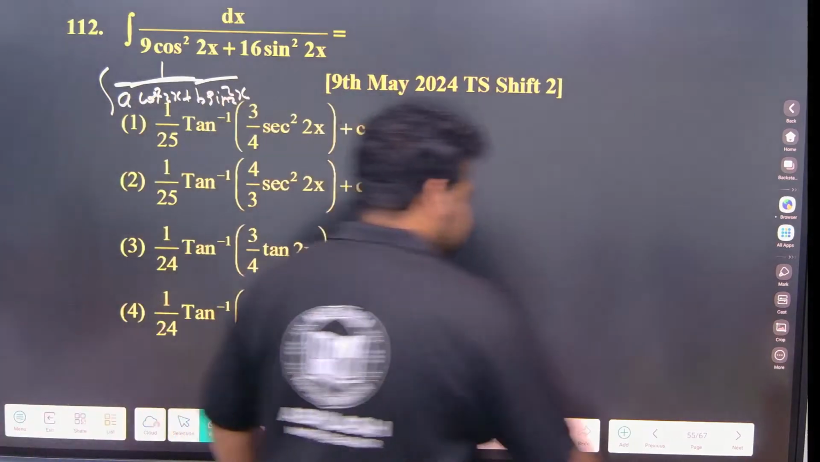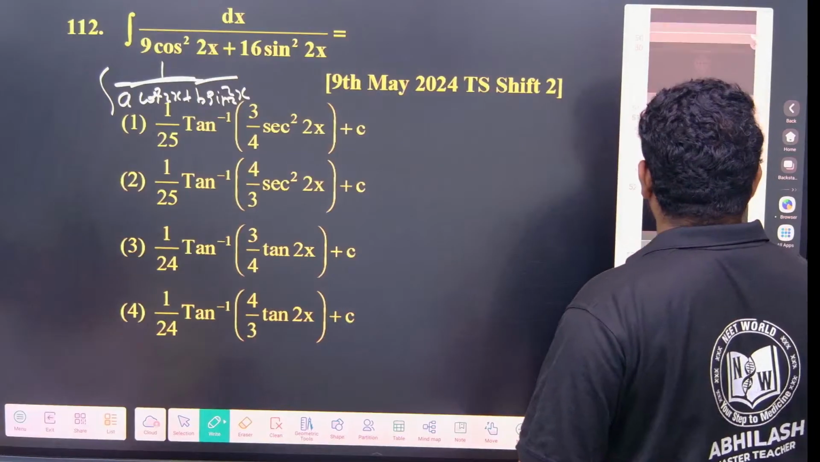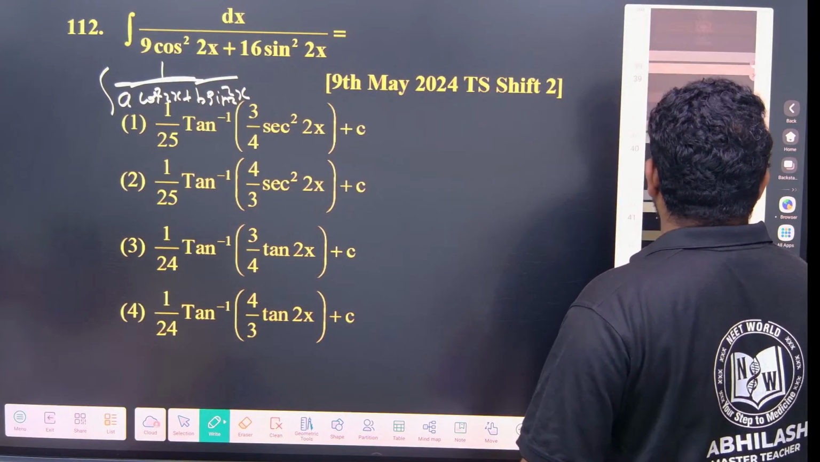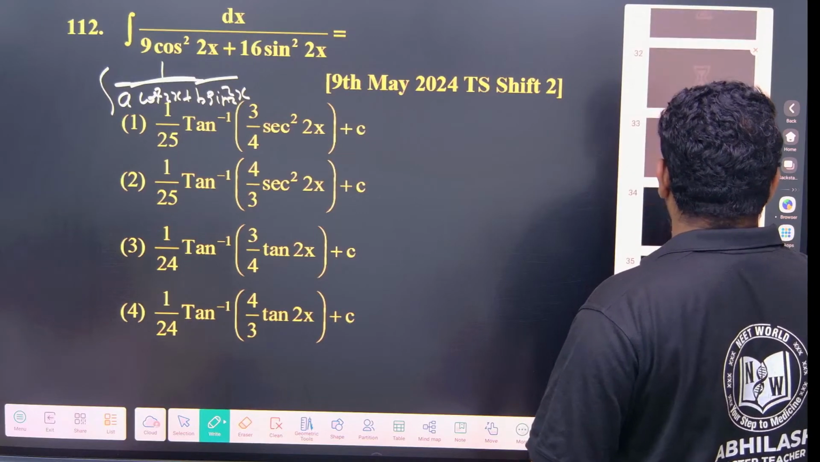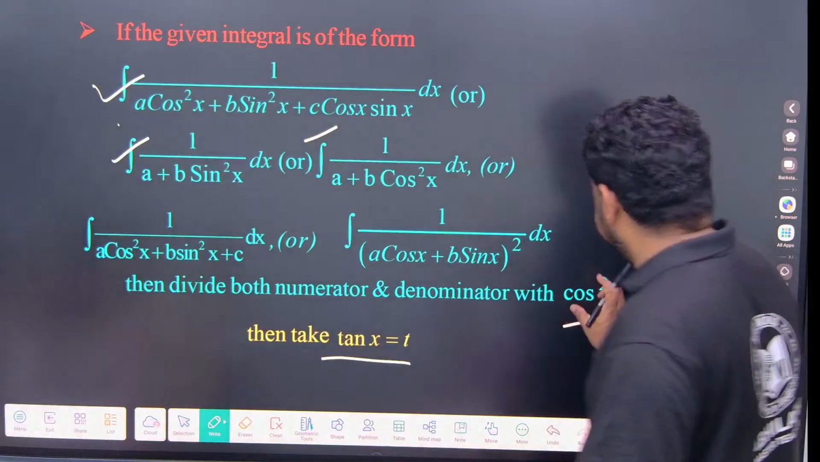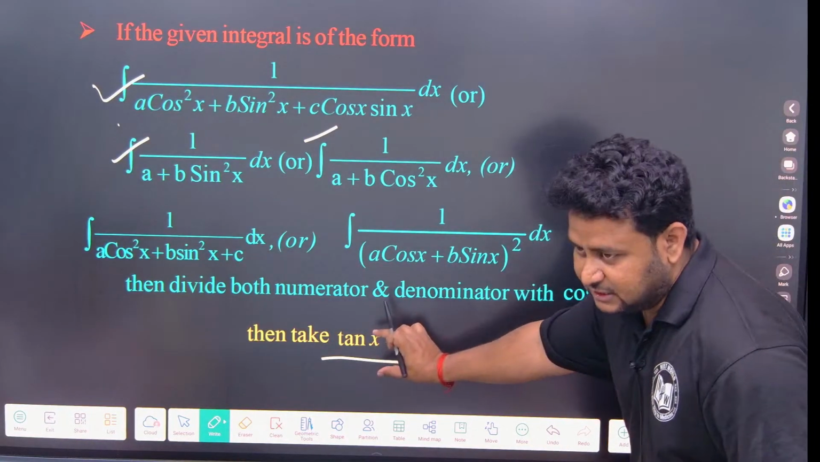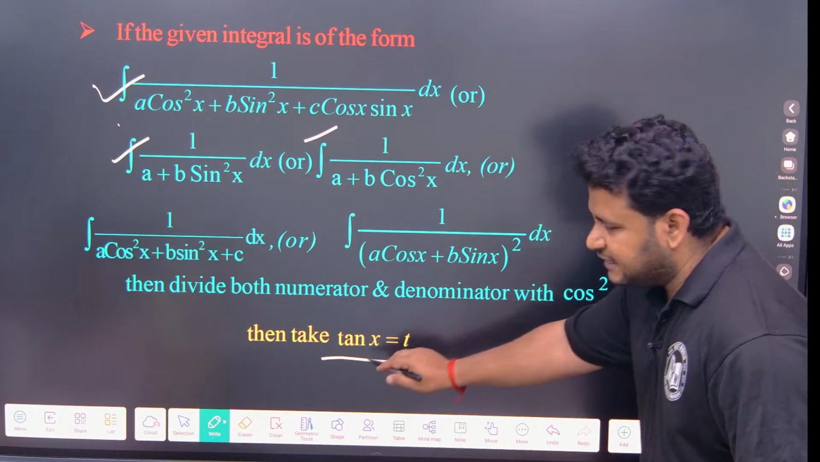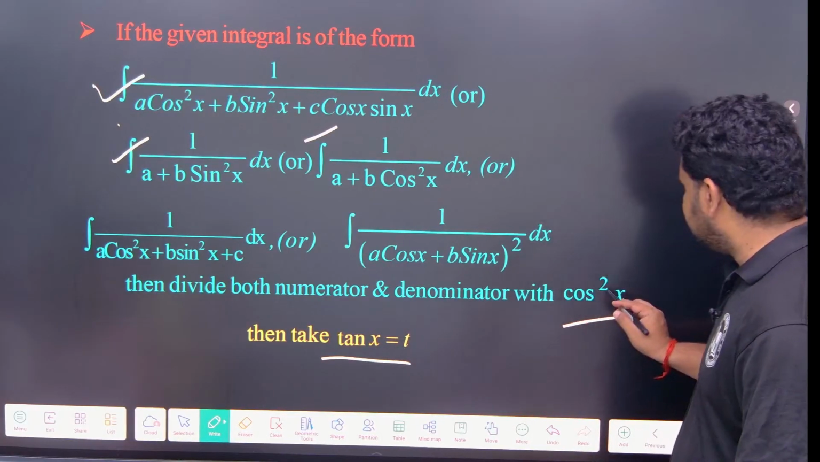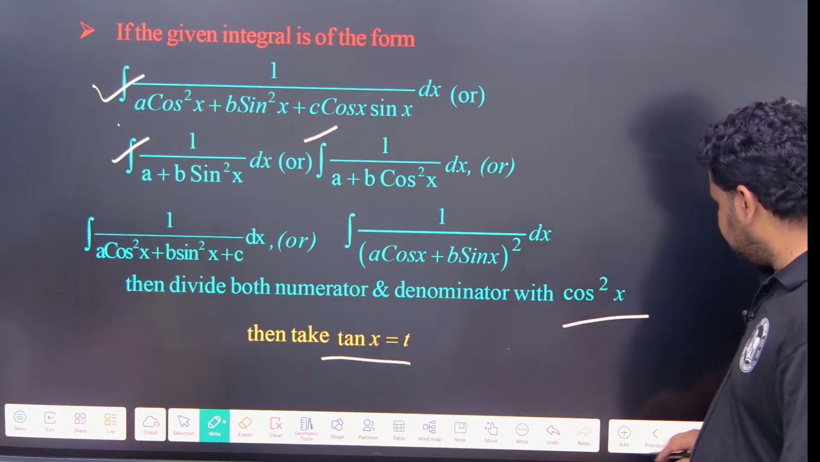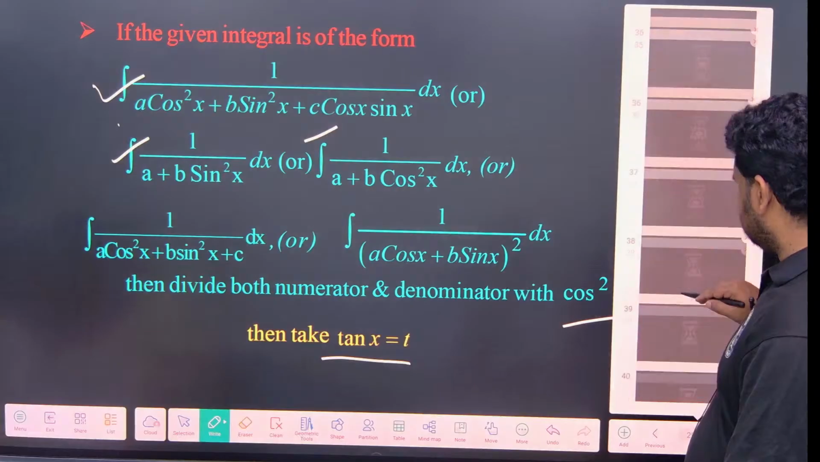See here, don't forget this one. In the trick we are having this one also. All of you please observe this. If it is single, divide by cos square x and take tan x is equal to t. If it is double, divide by cos square 2x and take tan 2x is equal to t. If it is half, divide by cos square x by 2, you take tan x by 2 is equal to t. Only for this form. Clear? Now let us go back to the question.